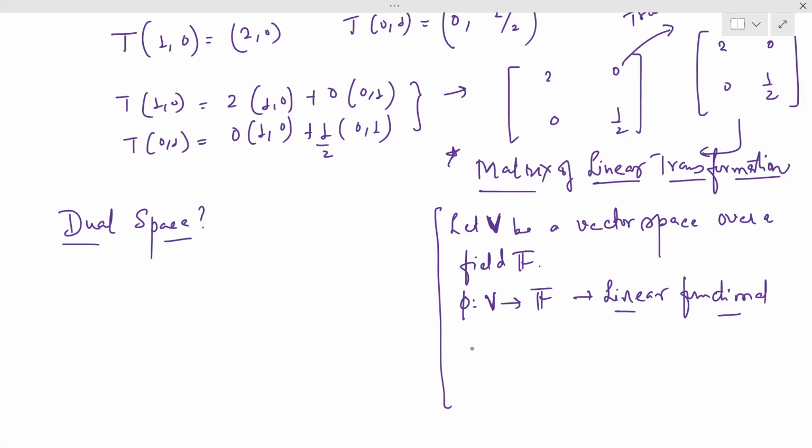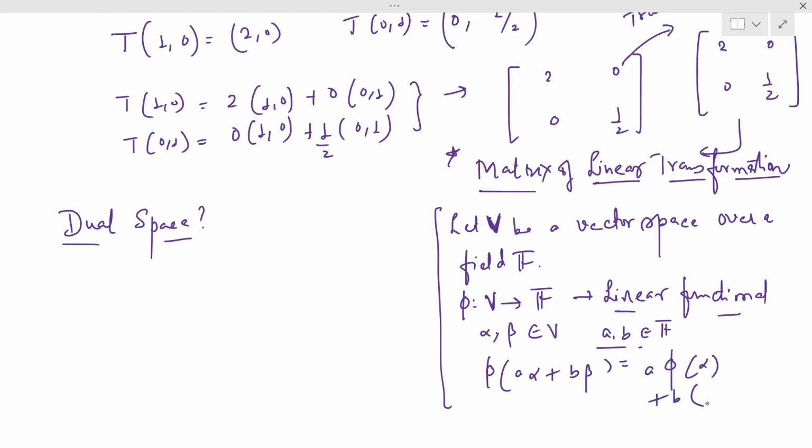Okay, so let us say I have these two vectors alpha and beta from V, and let's say I have some elements from the field, say A and B. Then phi of (A alpha plus B beta) would be equal to A times phi of alpha plus B times phi of beta. Okay, now see, what is dual space? Dual space is the set of all linear transformations, or you can say the set of all linear functionals.